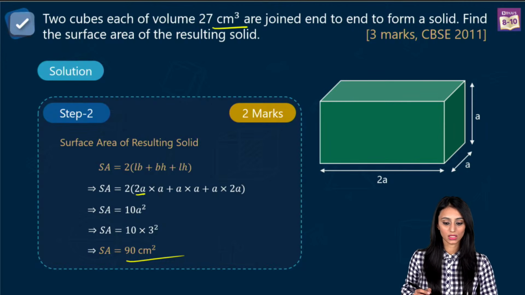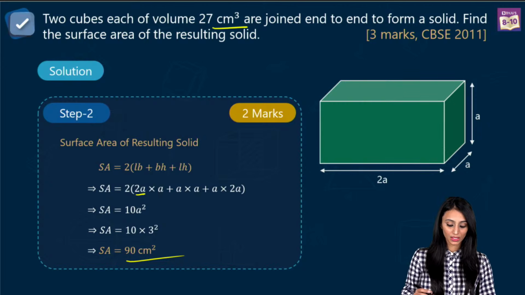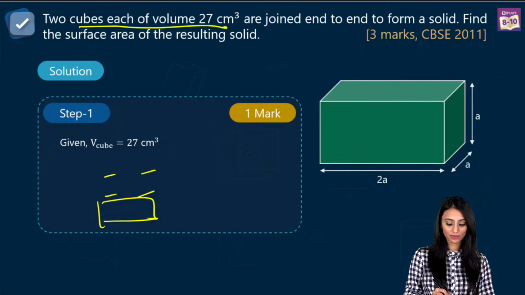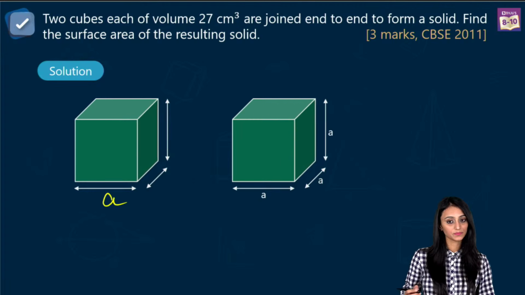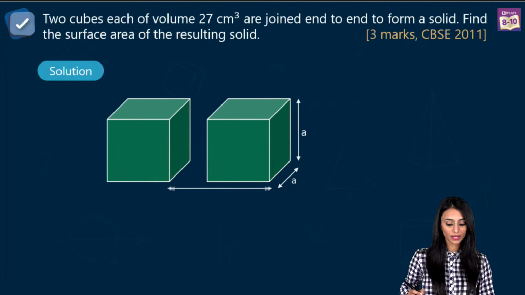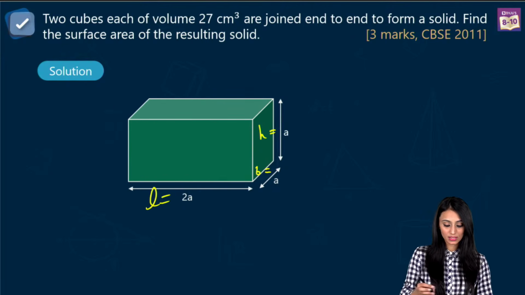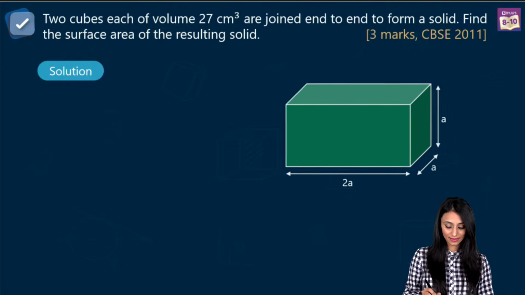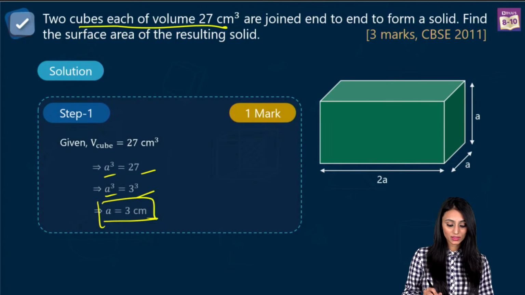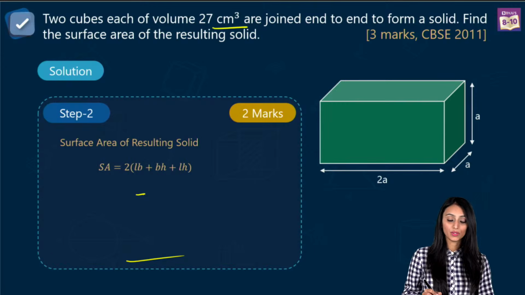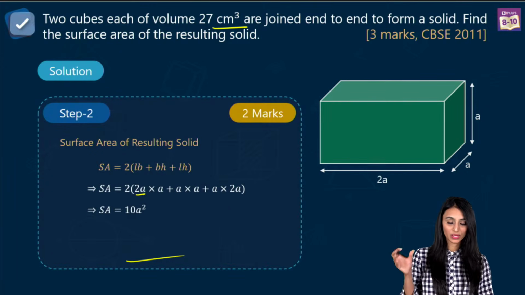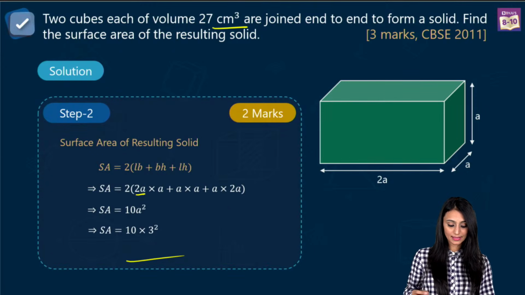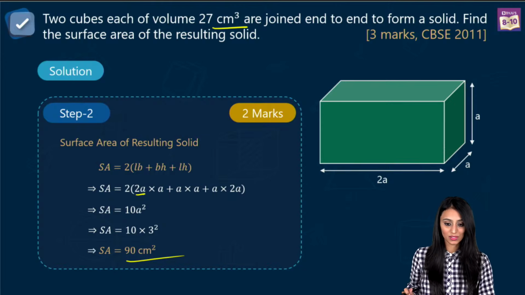One more time. What we are doing here is simply you have these two cubes, right? Join them. When you join them, height is the same, breadth is the same, length has increased. That's 2A now. We have added the length. Using the volume, you can find out the side length, correct? That's going to be 3 centimeters. Now when you have the side length, you can put everything in the total surface area. That's 10A square, that's 10 times 3 square, 90 centimeter square.